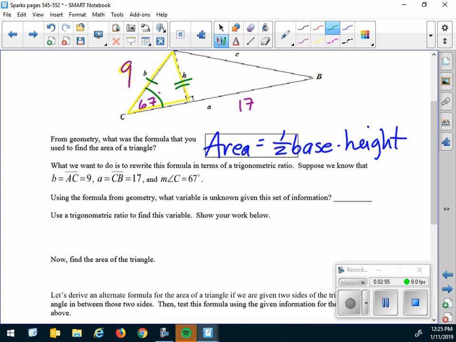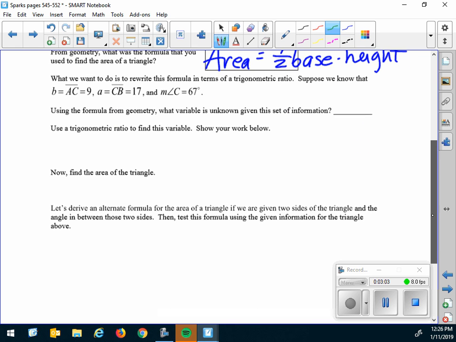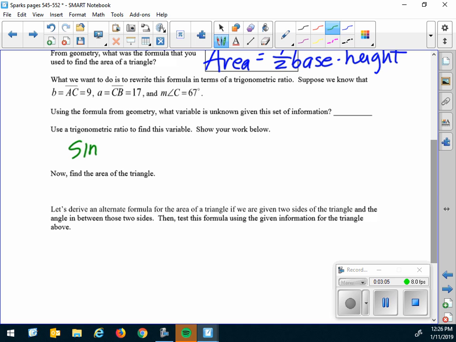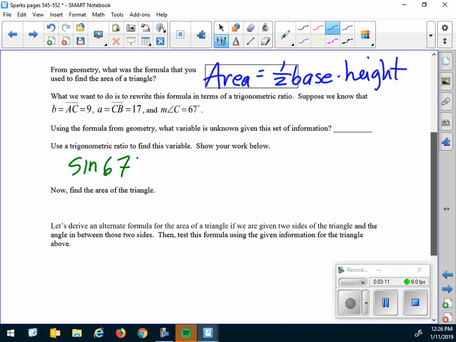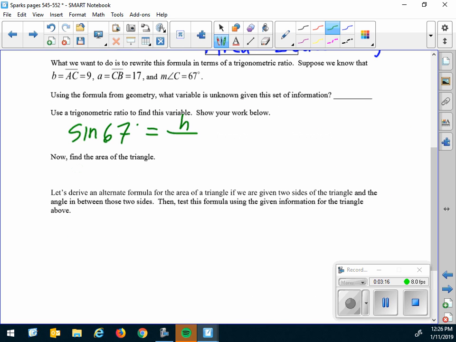So we're going to use sine. Use a trig ratio to find that variable. So we're going to use sine of C, which is 67 degrees, equals h over what? Over 9. How do we solve that equation for h? So we get h equals 9 times the sine of 67 degrees. Now we know what the height is.